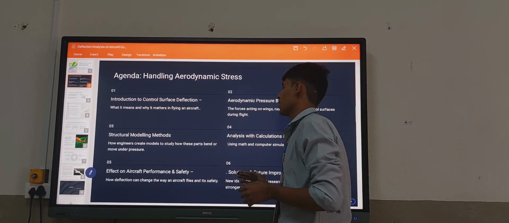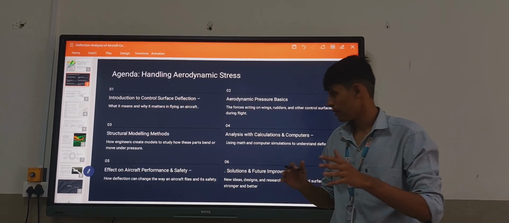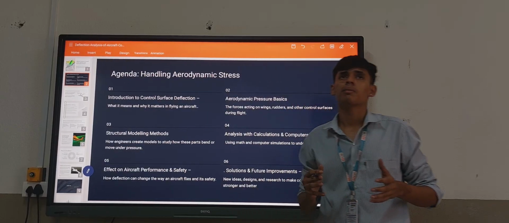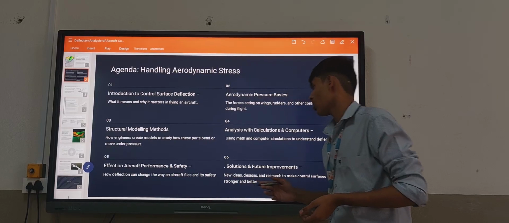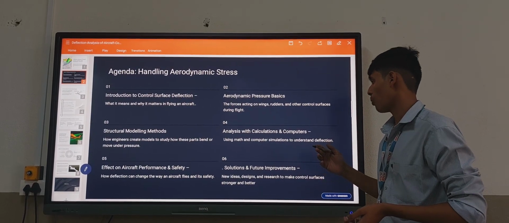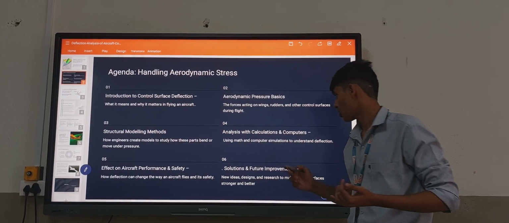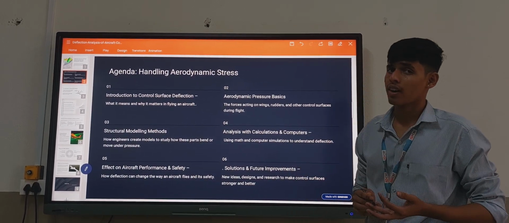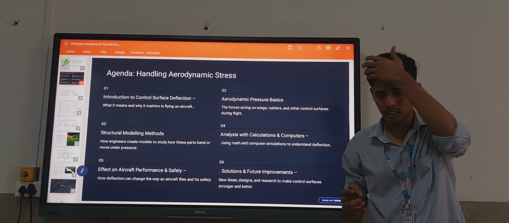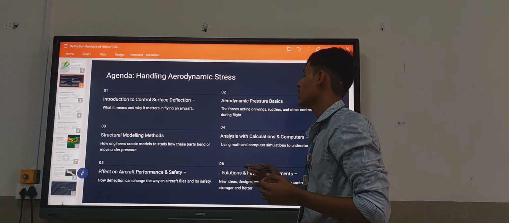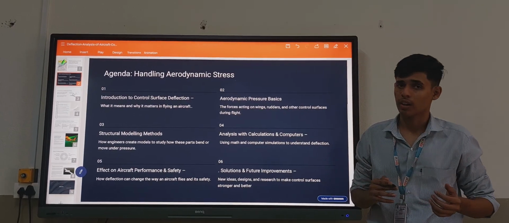Structure, modeling and method: how engineers create a model to create a smooth aerodynamic surface, and the effort engineers put into creating these structures. Then we talk about the analysis with calculation and computer. Now we are using math, and a computer simulation to understand the control surfaces acting during flying and during landing. And talking about the effect on aircraft performance and safety, how deflection can change the way the aircraft behaves.